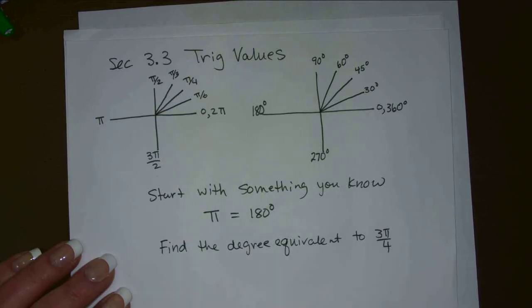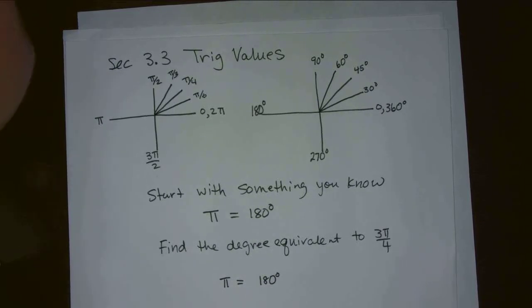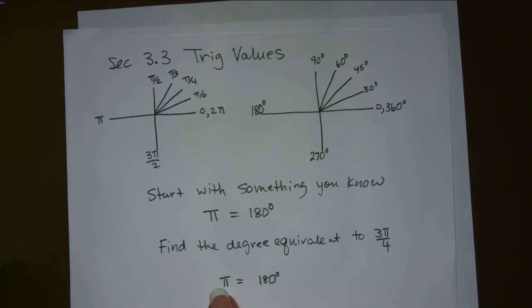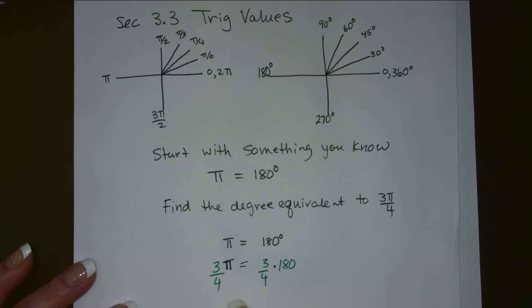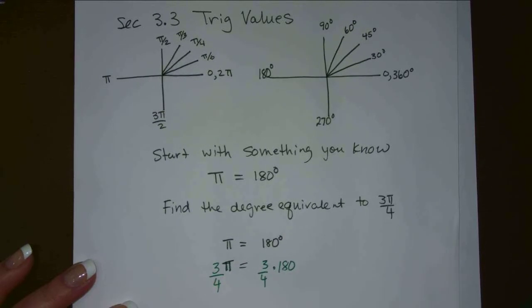So we start with something we know. I'm just going to write it again here. And really what you do is just change it so that on this side, where we have the radians, we have 3 pi over 4. So what would we do to the pi to get it to look like 3 pi over 4? Multiply by 3 and divide by 4. So on this side, we've already got the pi there, and we're going to multiply by 3 over 4. Now, if you do that to one side, you have to do the same thing to the other side. And that's it. You're done. 3 pi over 4 is equal to 3 times 180 over 4, whatever that is.